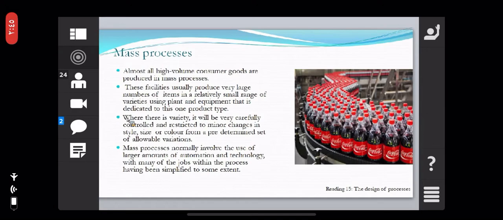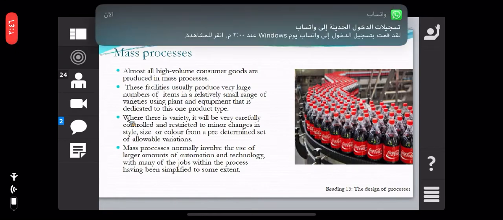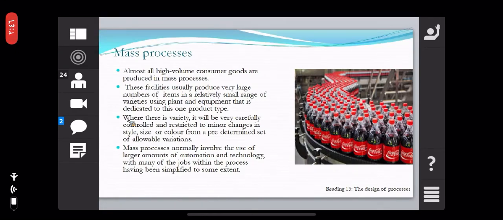Usually all the facilities or equipment produce a very large number of items. All these items usually are similar to each other. Usually in mass production the variety is small. Okay? There is not much variety, no variety in the product, because it's very hard to do this unless you have different production lines. Understand? When you go to the factory, you see they produce hundreds of thousands of bottles of water or cola or Pepsi, whatever it is. That's what we call mass production or mass process.